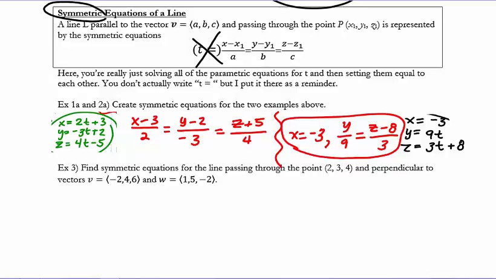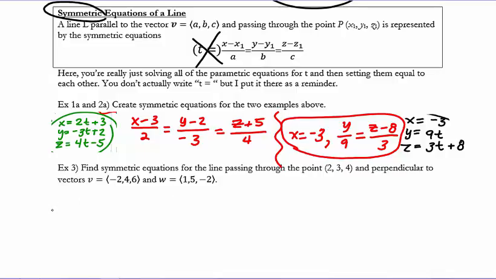Find symmetric equations for the line passing through the point 2, 3, 4 and perpendicular to both of these two vectors. All right, well, the first thing I can do is this perpendicularity piece. When you're in parametric form, we really want to know this direction vector, right? And it goes in front of the t. So when you're in symmetric form, we're going to find our direction vector and put it on the bottom. So if I need to be perpendicular to two vectors, how do I find a vector perpendicular to two vectors? I know, I use a cross product.